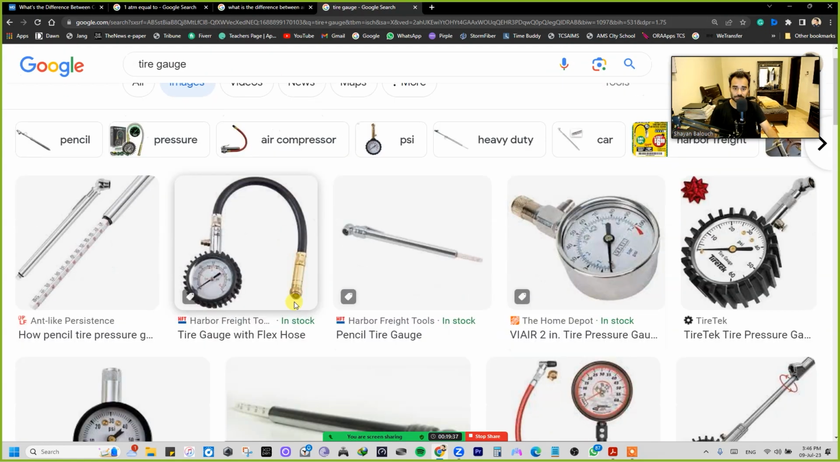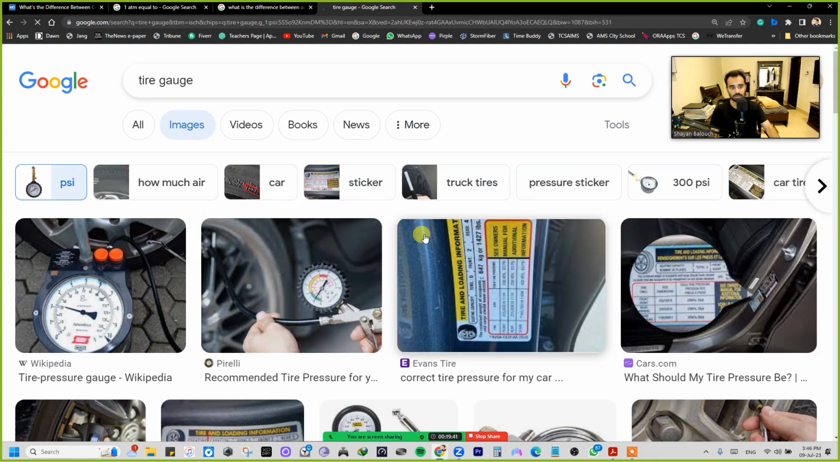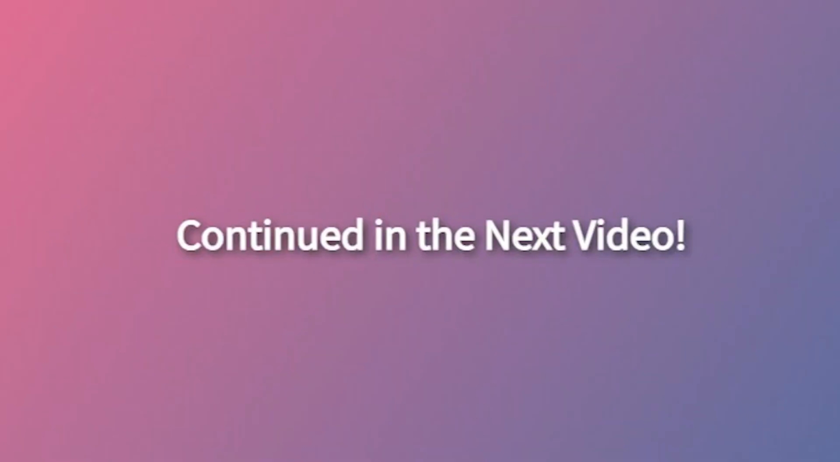So how do we note it here? We note it through PSI. And I'm not going to get into PSI right now. You can study this on your own. It's also a unit of air pressure. Okay, how much the air pressure is.